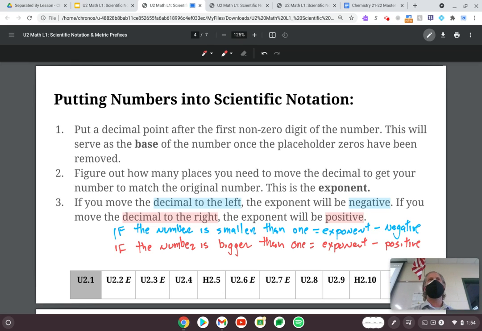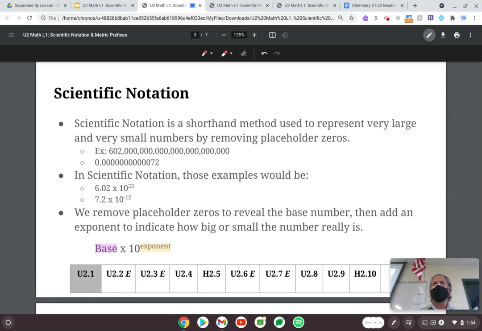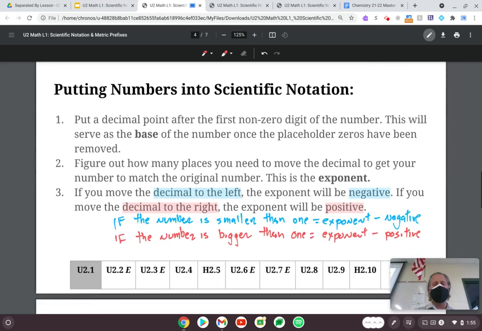So going back up to the numbers above, 602 with a whole lot of zeros after it is a number bigger than 1. That means the exponent has to be positive. With a lot of zeros and then 7, 2, that number is really smaller than 1, so that exponent has to be negative. And that's how I see it.